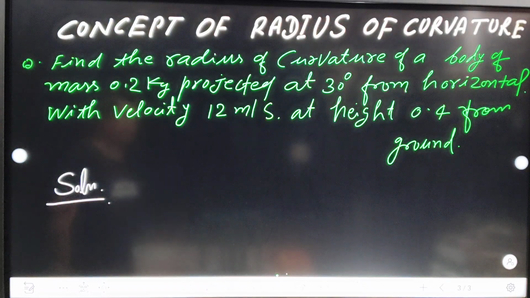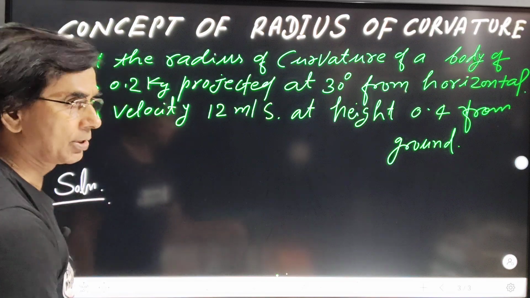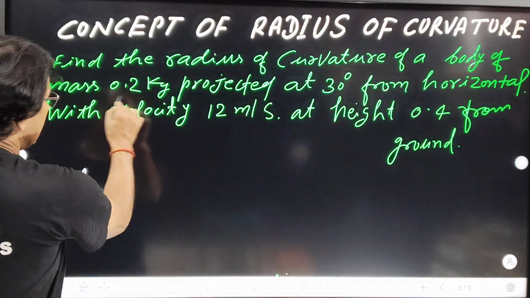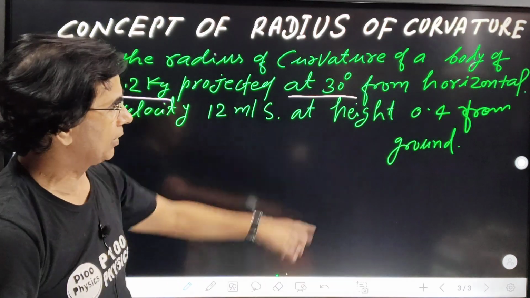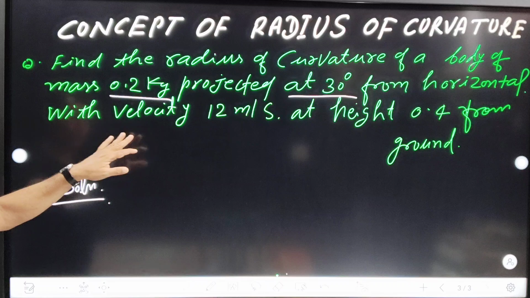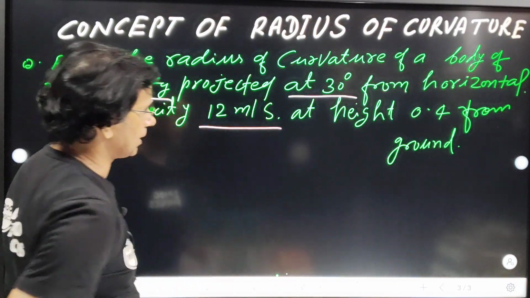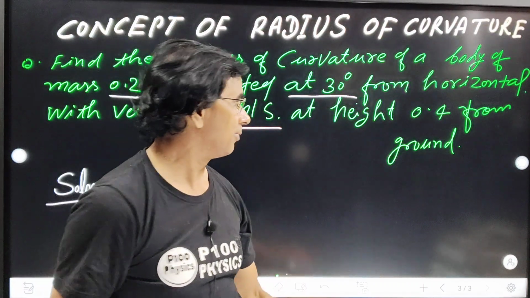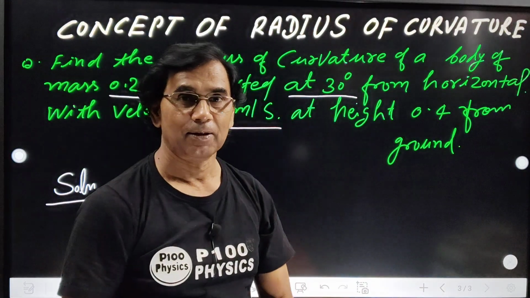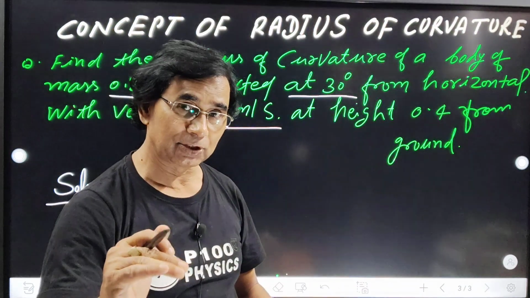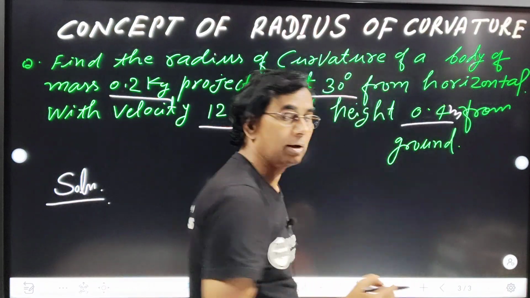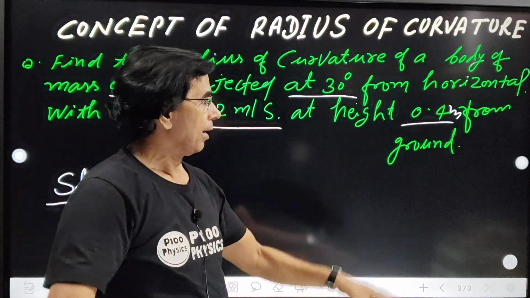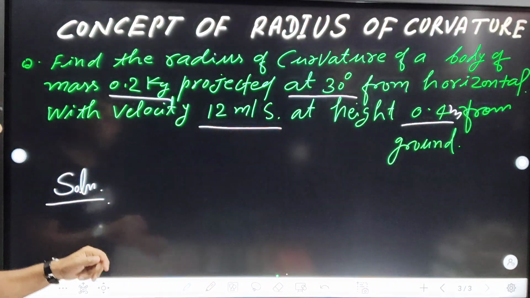Find the radius of curvature of a body of mass 0.2 kilogram projected at 30 degrees. This is the case of the projectile. The mass of the body is given, the angle of projection is 30 degrees with the horizontal, and the velocity of projection is also given, 12 meters per second. You have to find the value of the radius of curvature at height 0.4 meter from the ground. Okay, what will be the process?